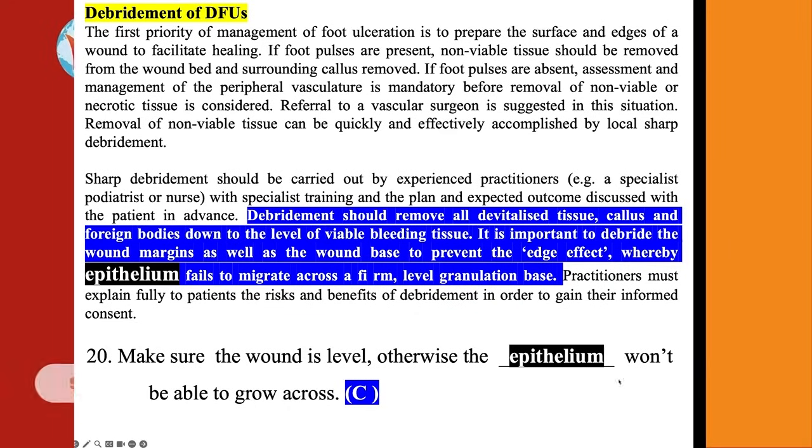Otherwise, the dash won't be able to grow across. Where do you have it? Epithelium fails to migrate across. Fails to migrate across. Won't be able to grow across. The paraphrasing.